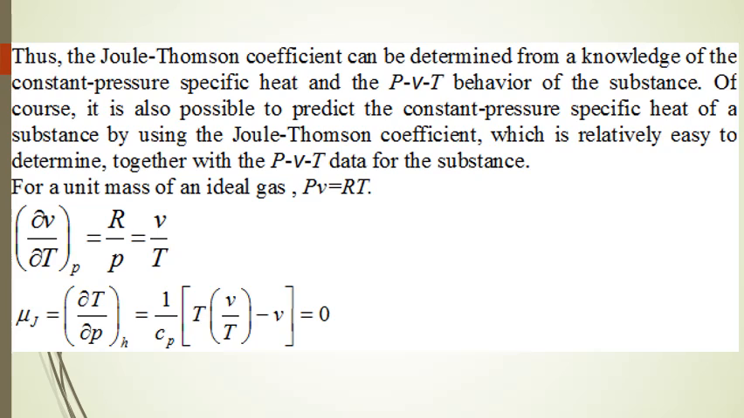Now for a unit mass of an ideal gas, PV is equal to RT. So del V upon del T at constant P is equal to R upon P, which is equal to V upon T. So the Joule-Thomson coefficient, which is del T upon del P at constant H, is equal to 1 upon Cp into T into V upon T minus V, which becomes 0 as the bracketed term is 0.